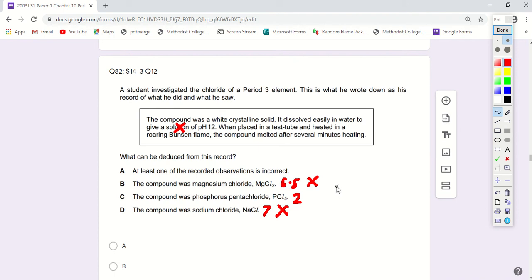So it could only be correct for PCl5, but PCl5 does not dissolve in water to give a solution of pH 12. It should be pH 2. So this observation actually cannot help you to deduce which chloride it is. So the answer is A, because we realize that this is wrong for any of the chlorides in the answer. So the answer should be A.